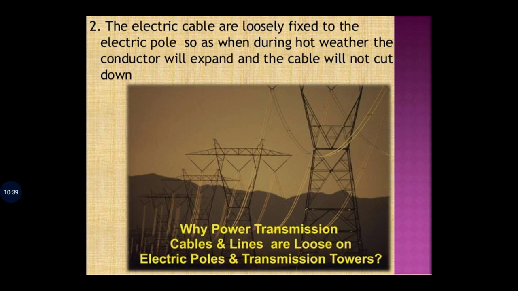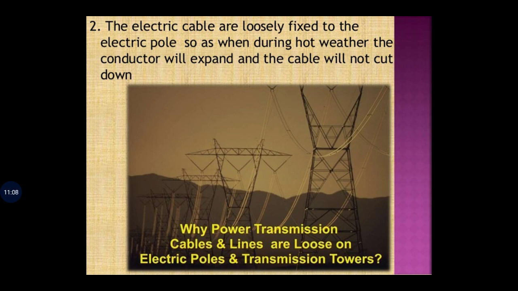Why are power transmission cables and lines loose on electric poles and transmission towers? The electric cables are loosely fixed to the electric pole so that when the weather is hot and the conductor expands, the cable will not snap. During the summer season the conductor expands, so the electric cables are loosely fixed.